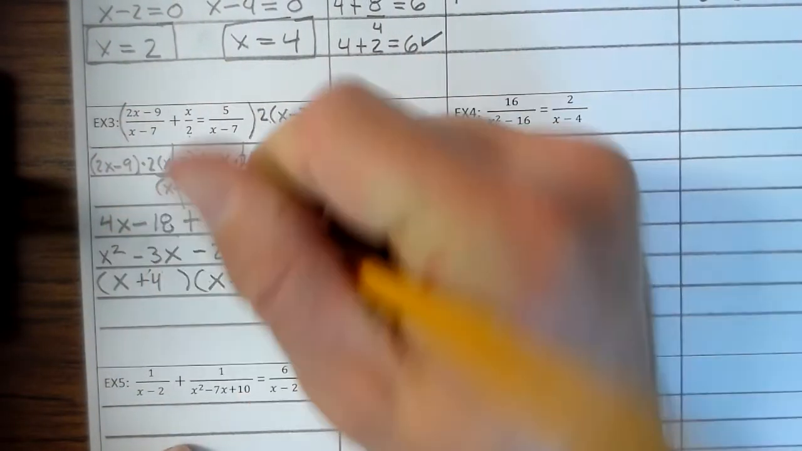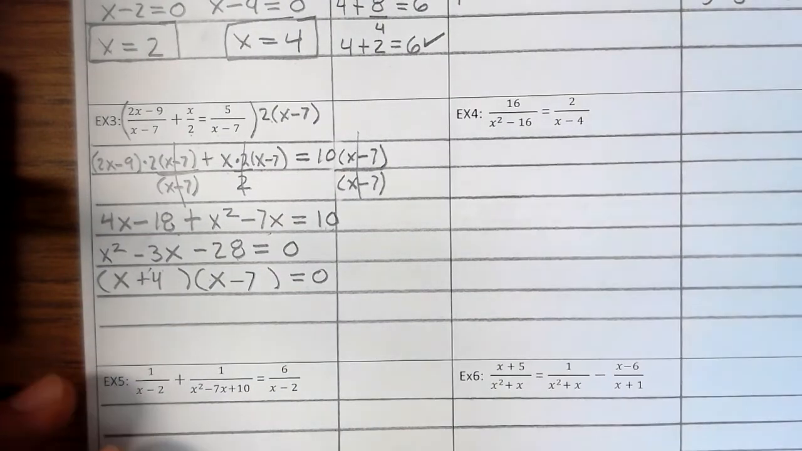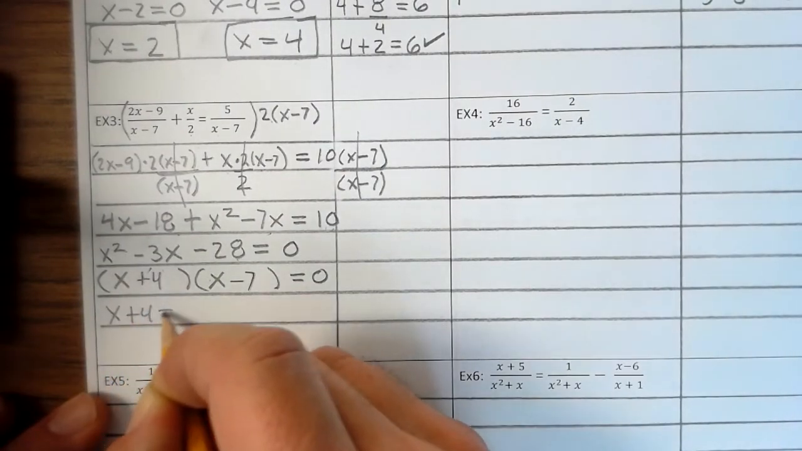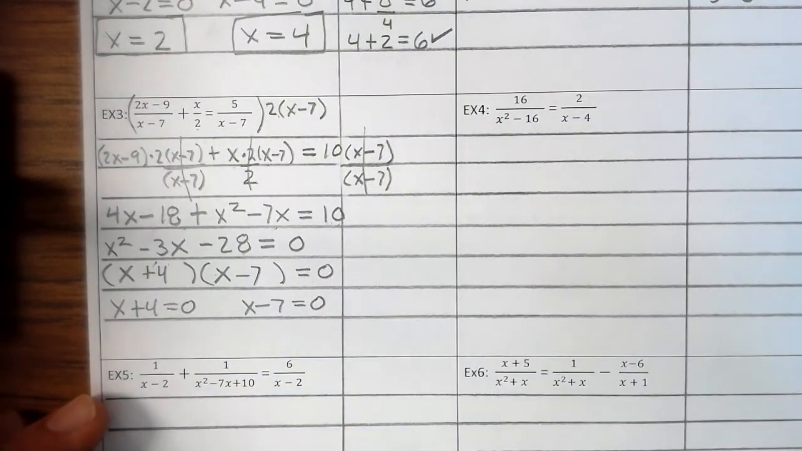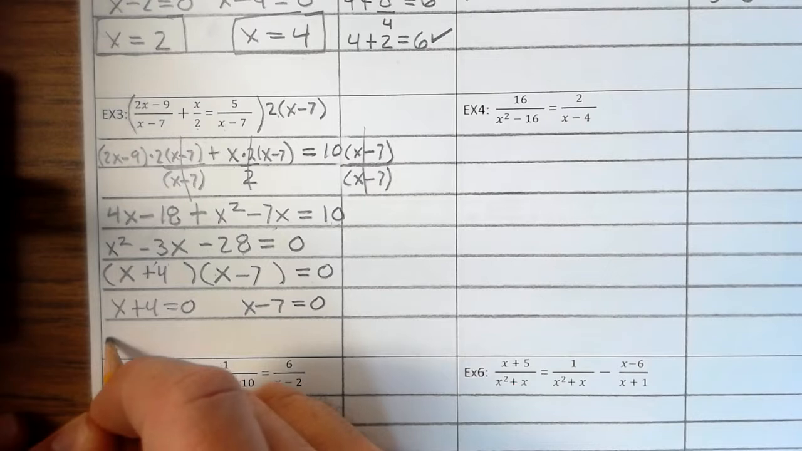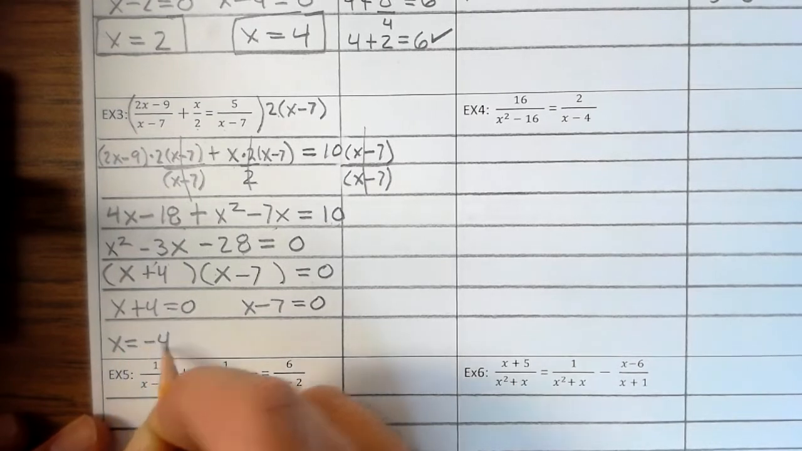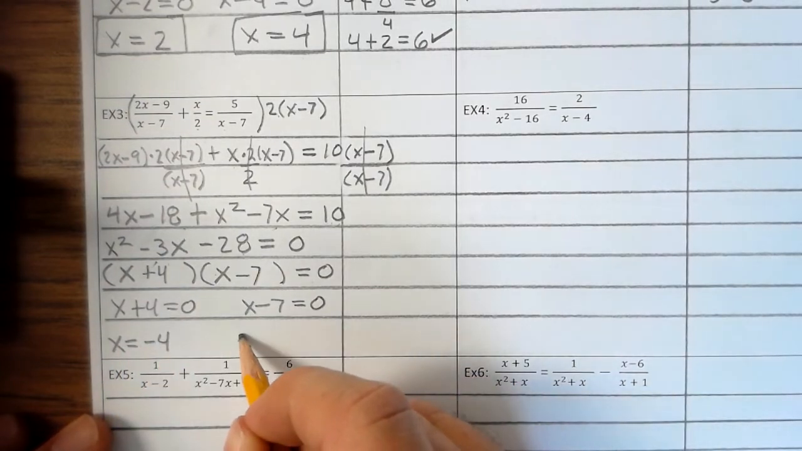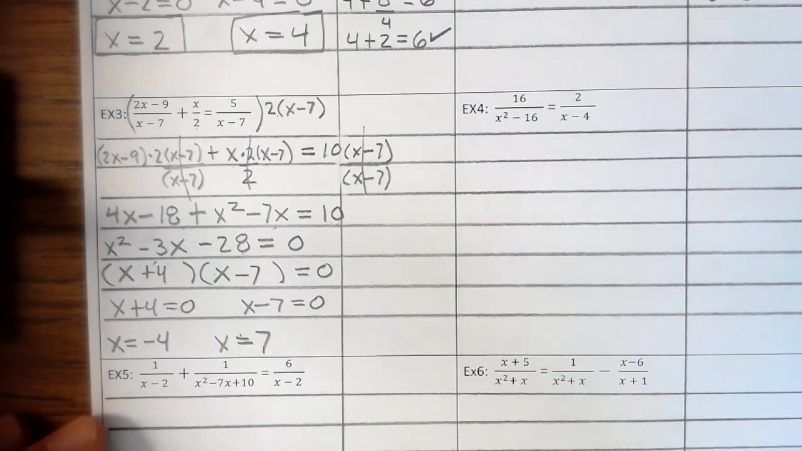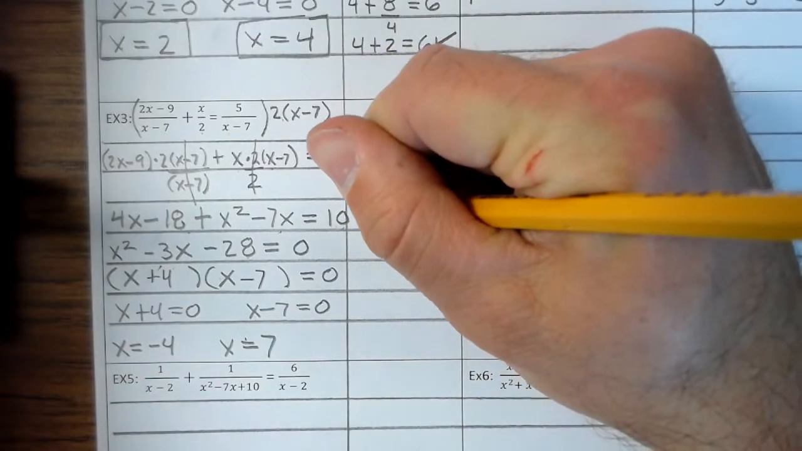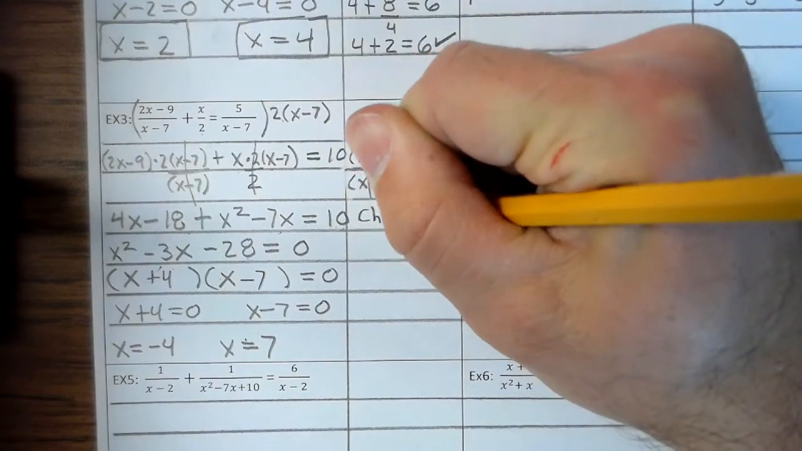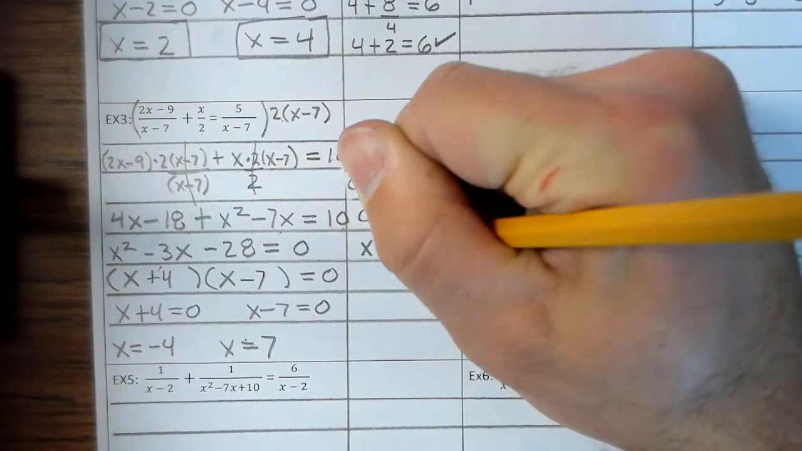So we set these equal to 0. So x plus 4 equal to 0, and x minus 7 equal to 0. So subtract 4, x equals negative 4, and add 7, x equals 7. Okay? So now we need to check x equals 7 and x equals negative 4.